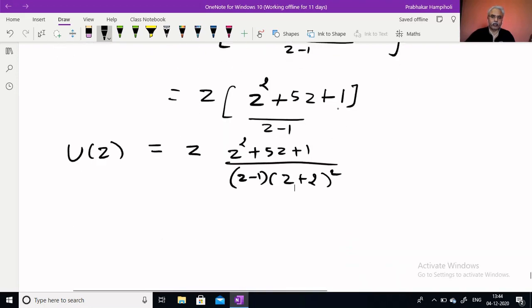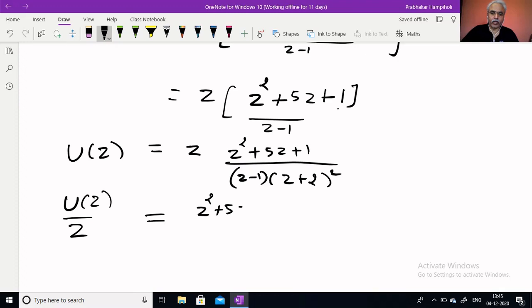But it is customary to find u(z) by z. To make partial fractions, the highest power of the numerator should be less than the highest power in the denominator. So for u(z), it is better to find u(z)/z, which becomes (z²+5z+1) over (z−1)(z+2)². This type of thing you did in inverse z-transforms. Now onwards it is simply an inverse z-transform.